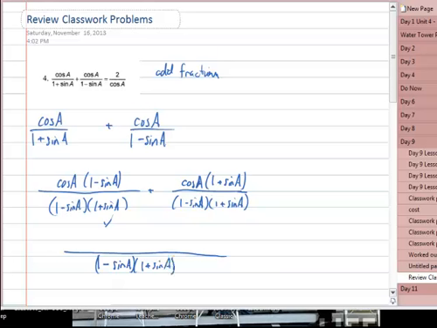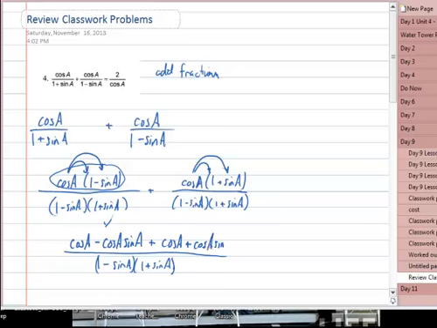all over. Now we have to multiply this out, and this is a big mistake I saw a lot of kids making: they were not distributing cosine of a to both of these terms. So I'm going to write that out, showing that. So cosine of a minus cosine of a times sine of a, plus, again, distribute, cosine of a plus cosine of a sine of a.